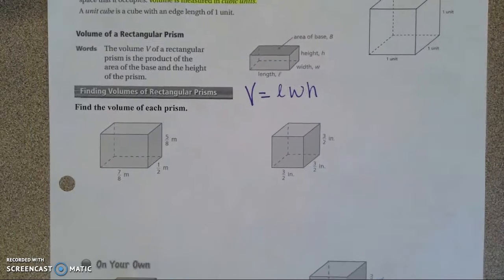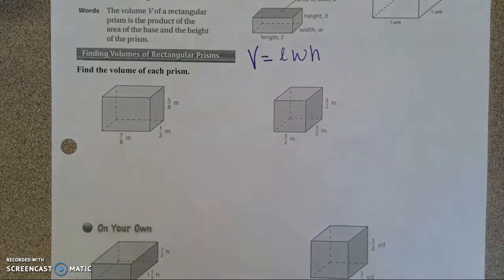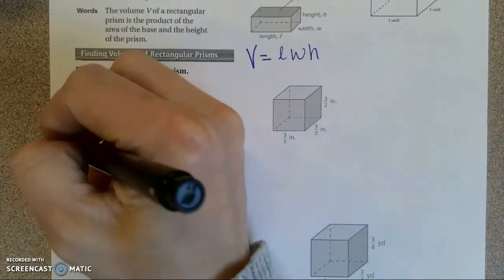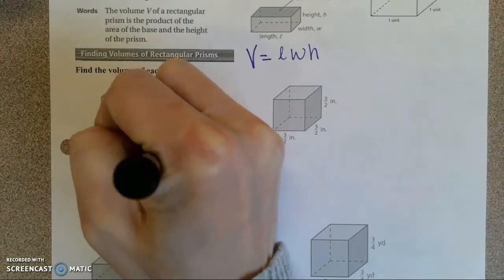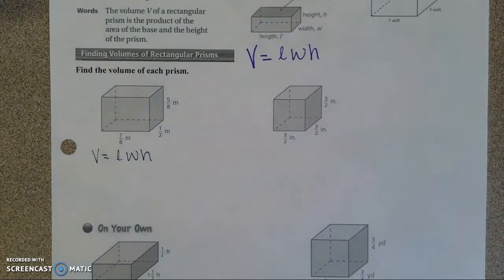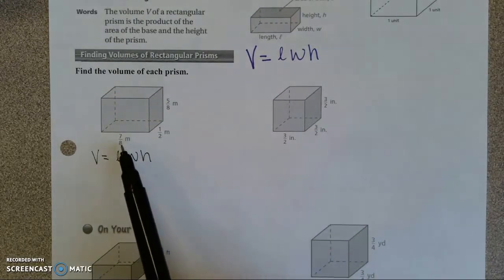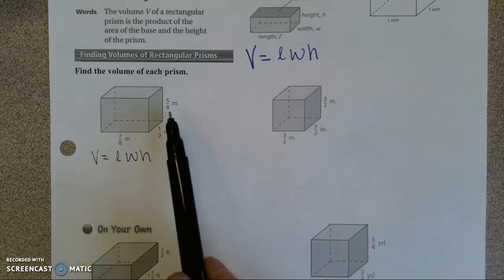So let's put this into practice. I'm going to look down here at this first prism, and I'm going to write my formula. Length times width times height. And that is an L. I wrote it in cursive because a lot of times when you write an L in algebra, we write it in cursive, so it doesn't look like a 1. All right, then I'm going to substitute in my numbers. So I have 7/8, 1/2, and 5/8.